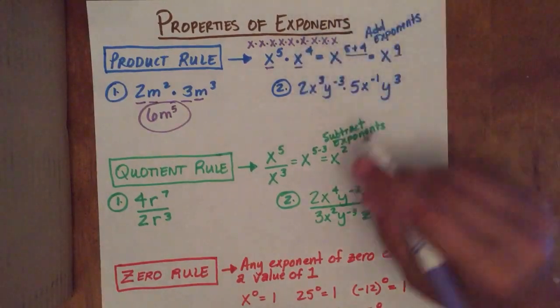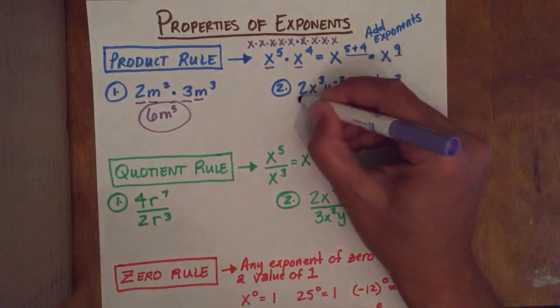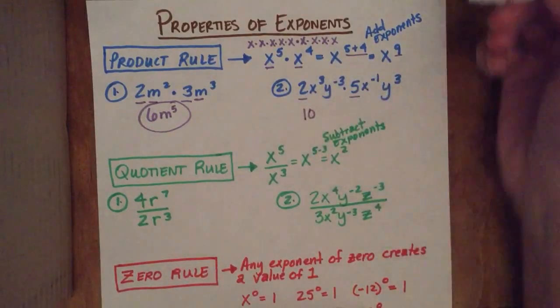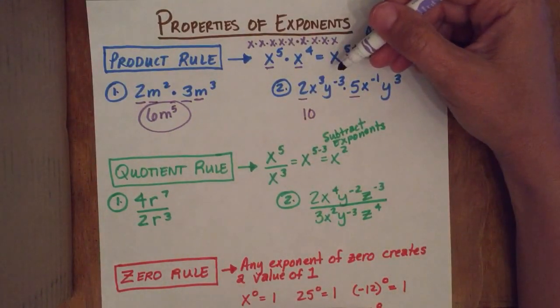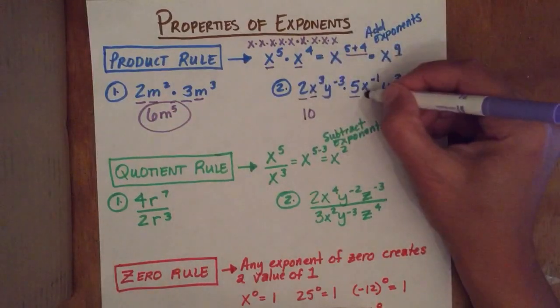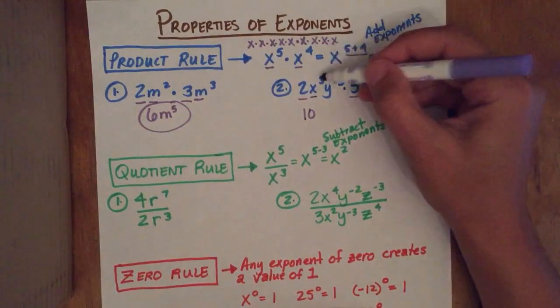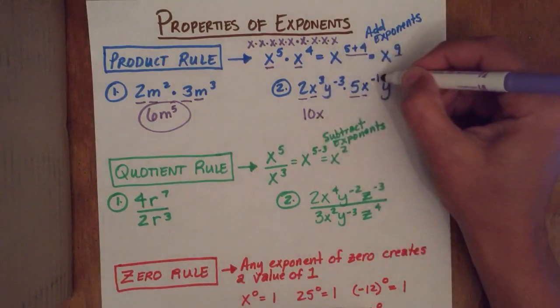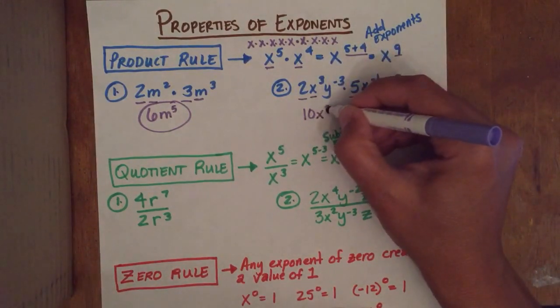So let's look at this one. It's a little more complicated. Again, pick out your constants. So I've got 2 times 5, which is 10. And now let's look at the bases. I've got x as a base and x as a base. So let's add their exponents together. I have 3 plus -1. That gives me 2.